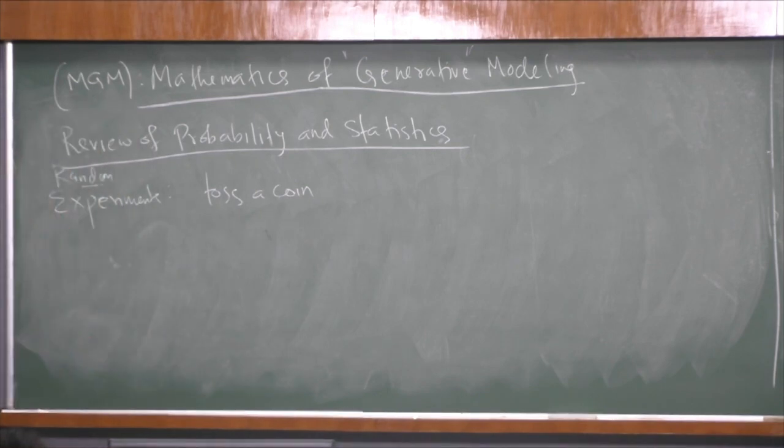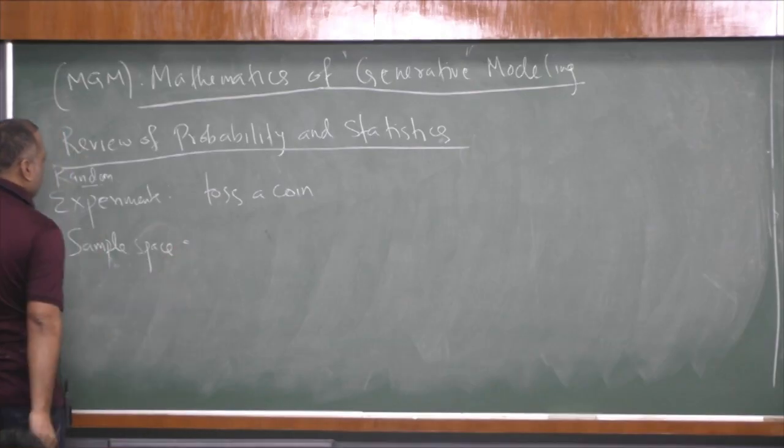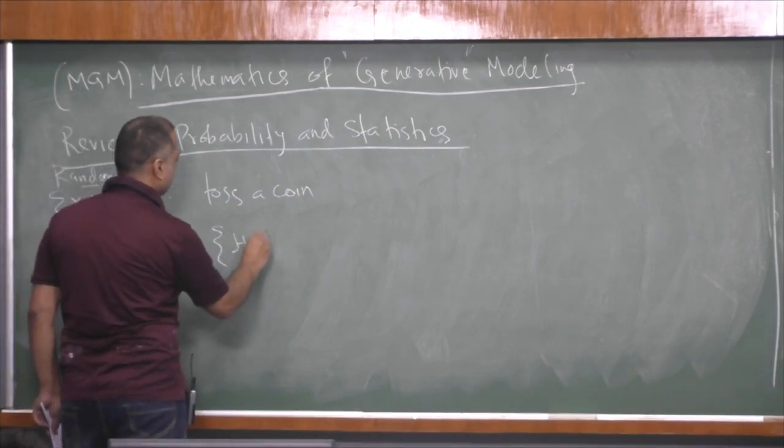Usually we deal with random experiments, and then there is a possible set of outcomes. In this case we call this the sample space. So the sample space, in this case, has all possible outcomes, which could be head or tail.